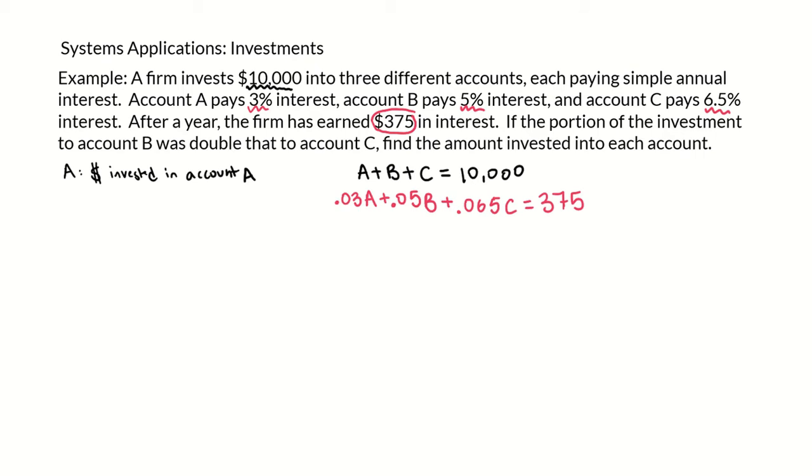So we have 2 equations and 3 unknowns. We have one more piece of information though, which is that the portion of the investment to account B is double that to account C. So what that means is that the amount in B is equal to twice the amount in C, or B equals 2C as an equation. Now we have 3 equations and 3 unknowns, and we can solve this system.